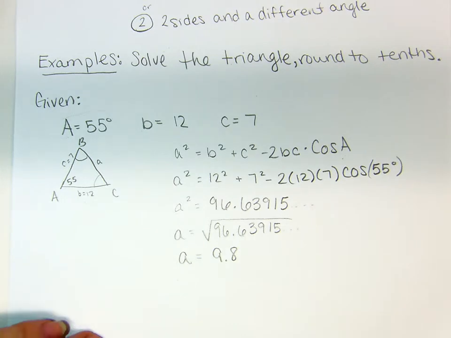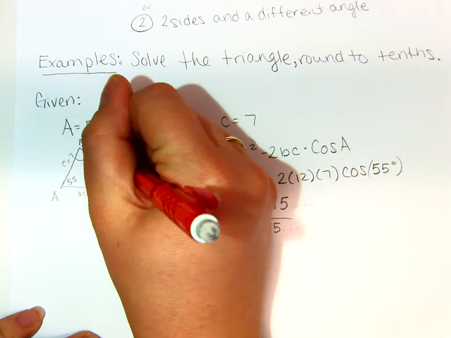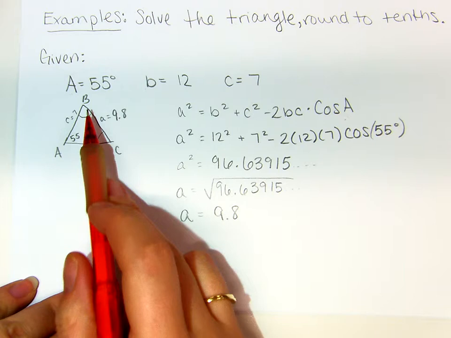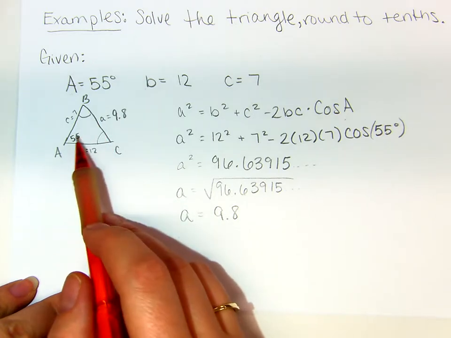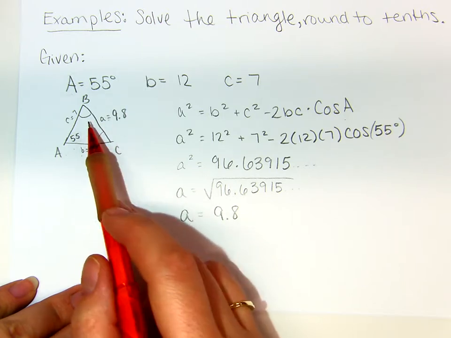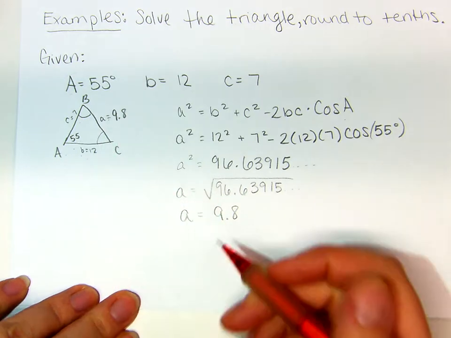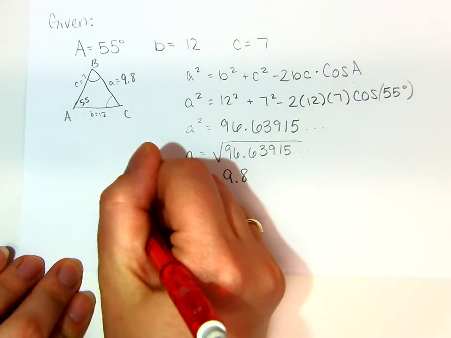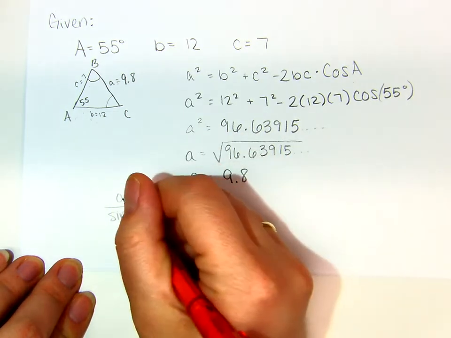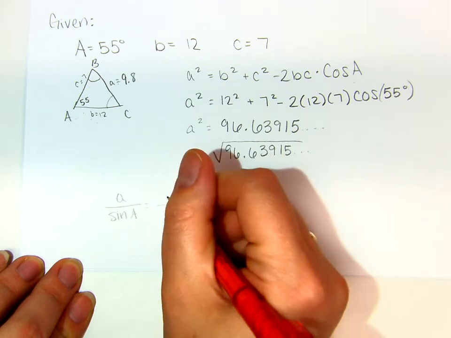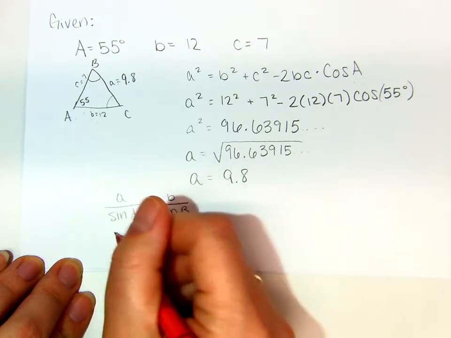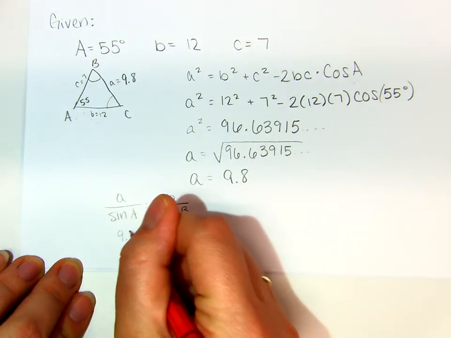So now I know my side a. Now I want to figure out my angles. Since I know my side a and my angle A, I can use the law of sines to find my angle B or my angle C. So that's what we'll do. a over sine A, since I know both the side and the angle, and I'm going to find B. So I know b is 12, and angle B I don't know. So a is 9.8.